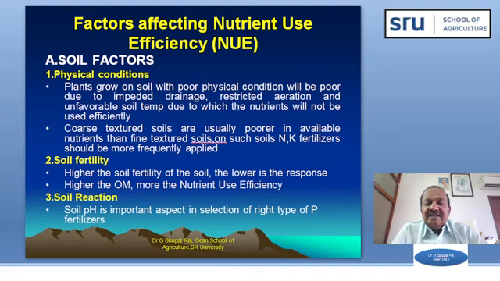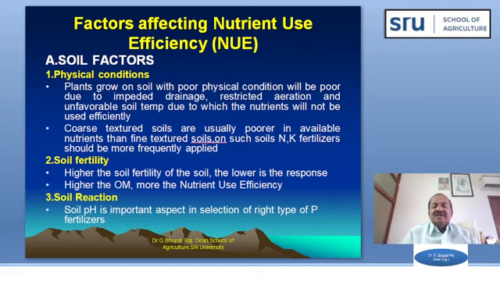Factors, what are the factors that affect the nutrient use efficiency? We take them one by one. Number one, soil factors. Soil factors have different aspects: physical conditions, soil fertility, soil reaction, like that. Several factors are there. Plants grown on soil with poor physical condition will be poor due to the impeded drainage, restricted aeration, and unfavorable soil temperature, due to which the nutrients will not be used efficiently.